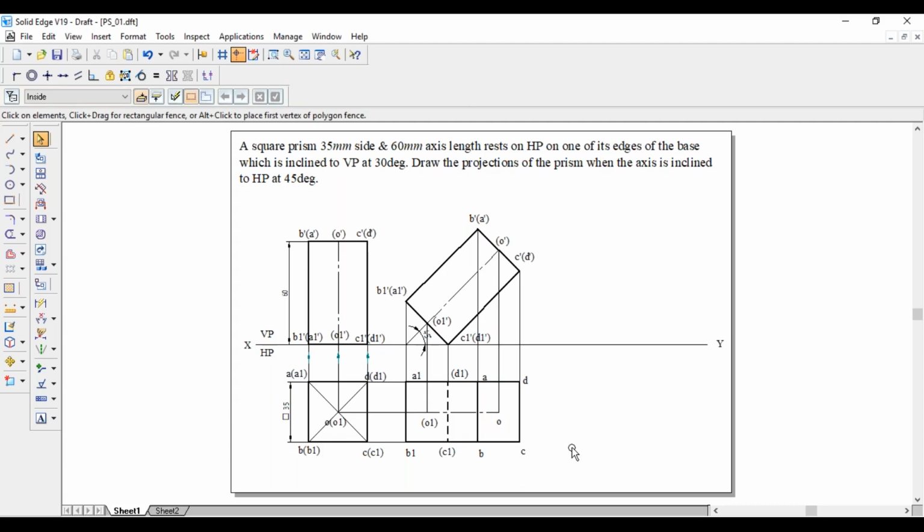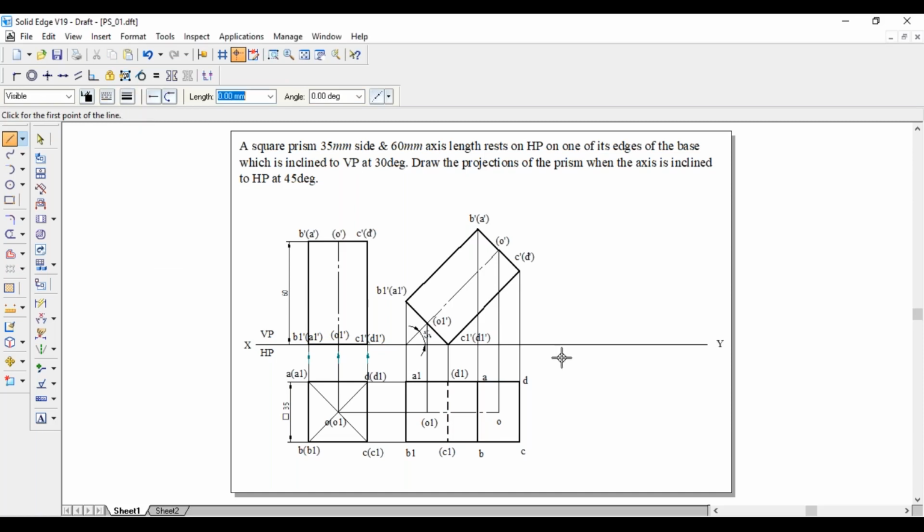For the third position, he has given the resting base edge. The resting base edge means whatever edge it is there on XY line, that is C1 D1. So this is the edge. This edge has to make an angle of 30 degree with respect to VP. So we have to make sure that this edge has to make an angle of 30 degree with respect to VP. So first draw 30 degree line.